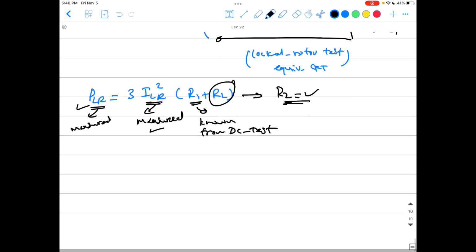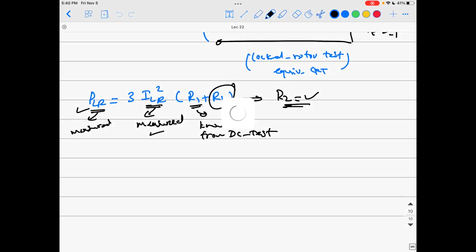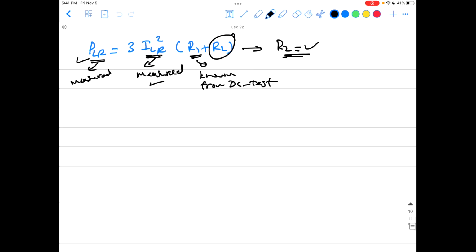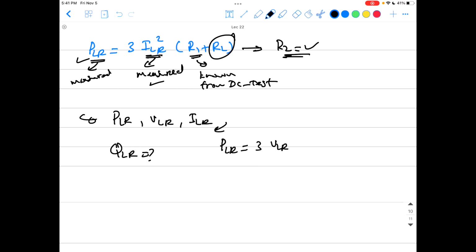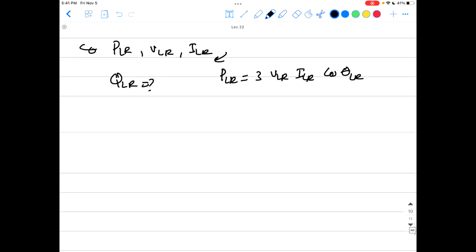Okay guys, and then we move forward to find what? So you have here P locked rotor like we said, and V locked rotor and I locked rotor. You can use them to find Q, that is Q locked rotor. How to find it from here? Easy enough. Go to the equation. P locked rotor equals 3 V locked rotor I locked rotor cosine theta locked rotor. That is just how the power works. Yes, and you know everything here. You know P, V and I, they're all measured, so you can find theta from here easily.